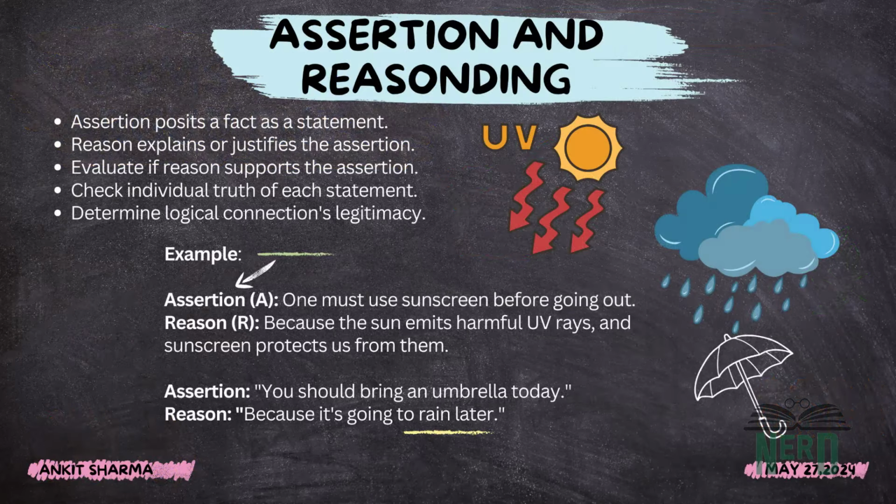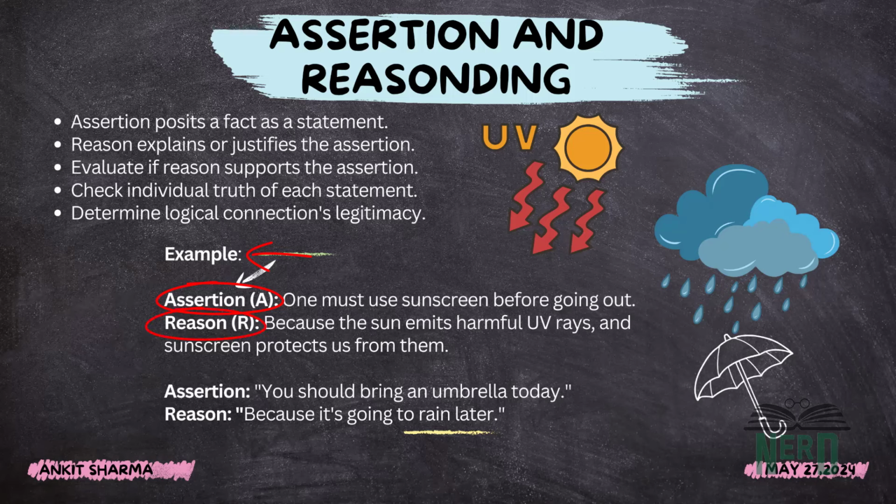Now we will have a brief discussion on assertion and reason. In logical reasoning, an assertion and reason question format comprises two distinct statements: an assertion, which is a declarative statement positing a fact, and a reason, which provides the rationale or explanation for the assertion. The task is to evaluate the connection between the two, determining whether the reason legitimately supports the assertion, and if both are individually true. Example: Assertion A: one must use sunscreen before going out.